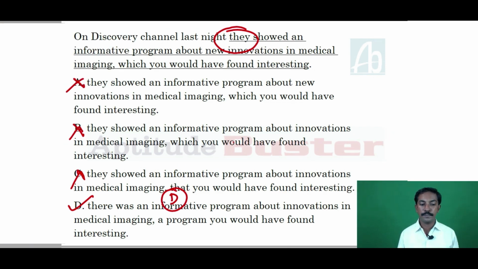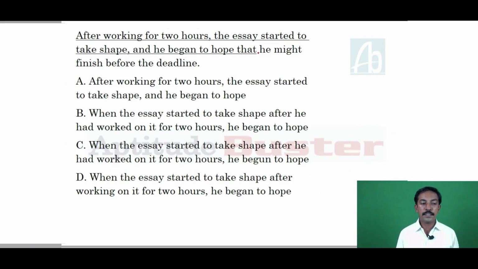Next question. After working for 2 hours, the essay started to take shape and he began to hope that he might finish before the deadline. Now, this logic is again typical of the sentence correction question type. I like to describe the logic behind it so that you can very well pick the clues if you happen to get a question from this error type.